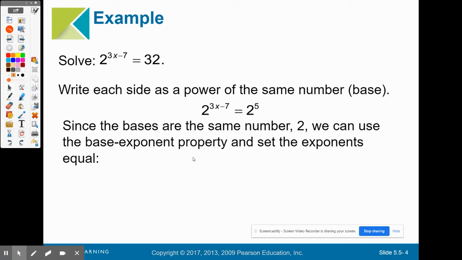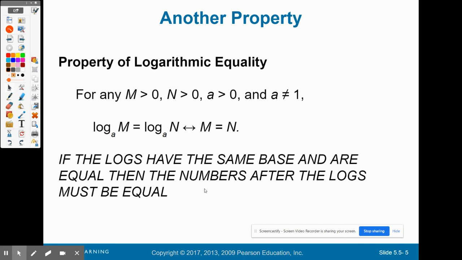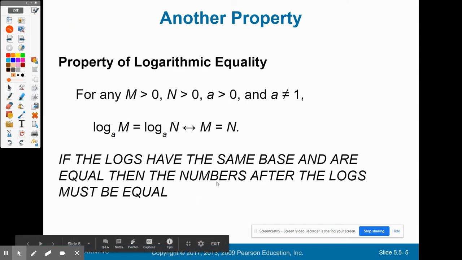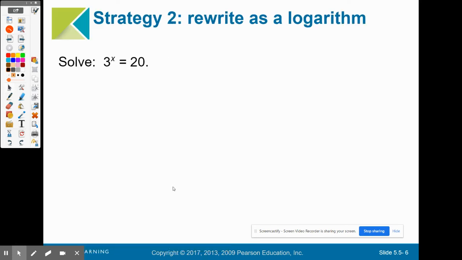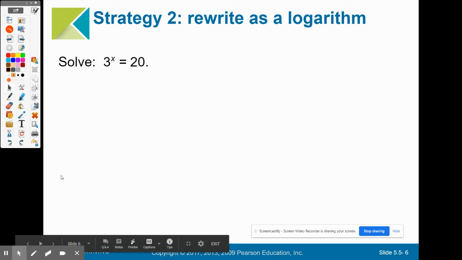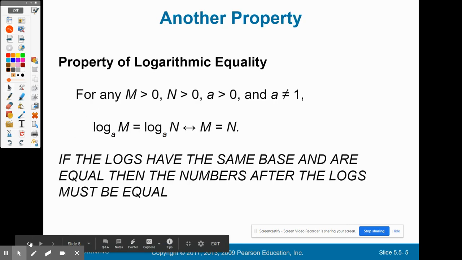Now, there's more than one way you can do that. You can also do something called, well, we're going to go back to that. We also could rewrite it as a logarithm. Yeah, that's what I was going to say. So this is the next strategy. First, I do want you to write this down. The same thing is true with logs.